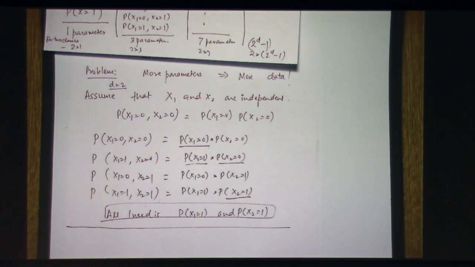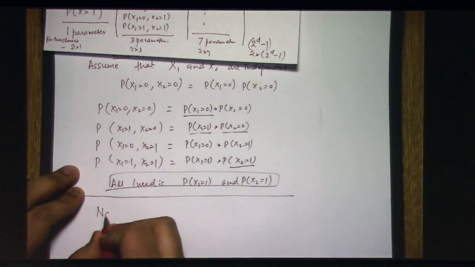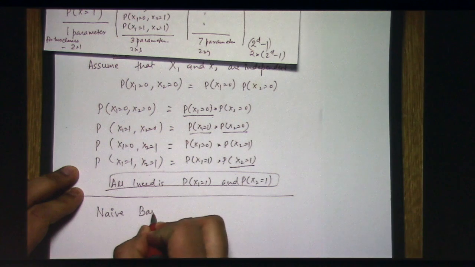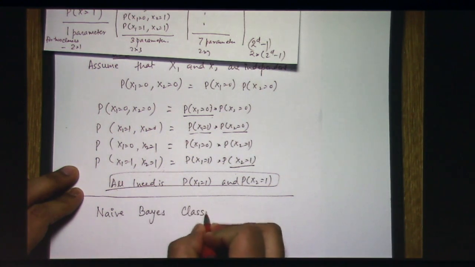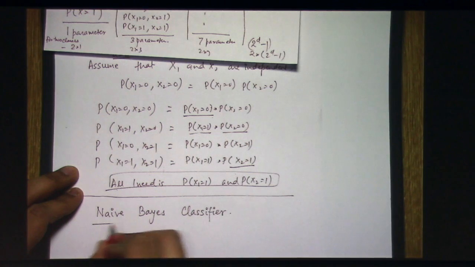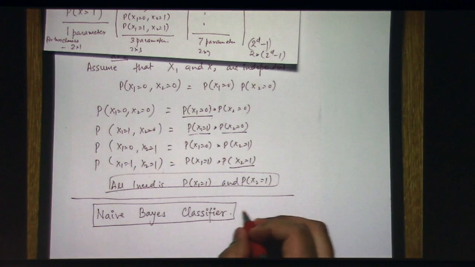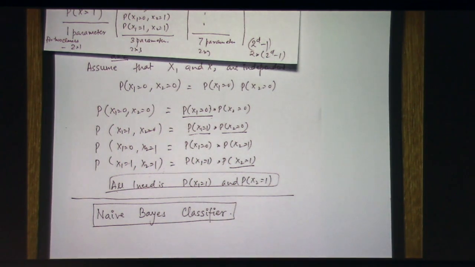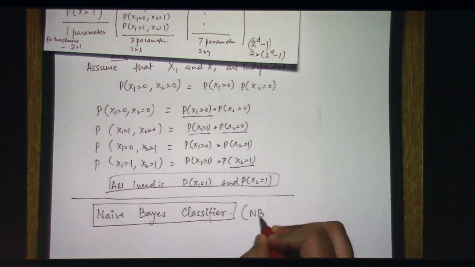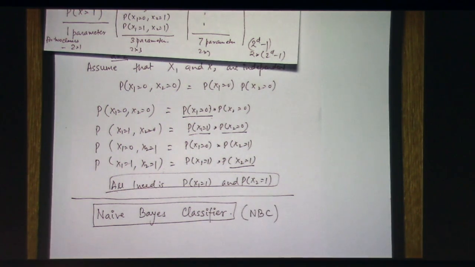So this is a model that we call the naive Bayes classifier. The naive Bayes classifier is a probabilistic classifier which makes the assumption of independence, so that the number of parameters it needs to estimate is smaller, and then it works with that. Sometimes I'll also call it NBC, which is the main acronym.